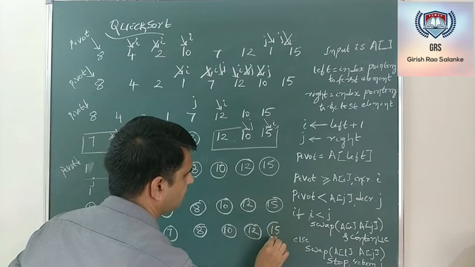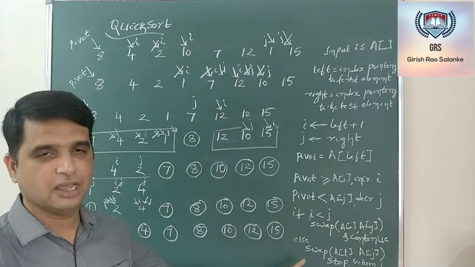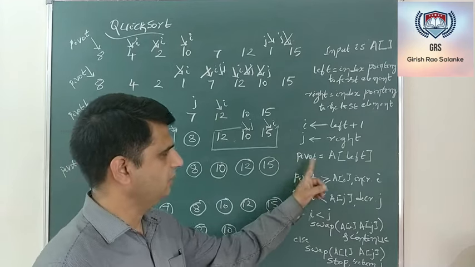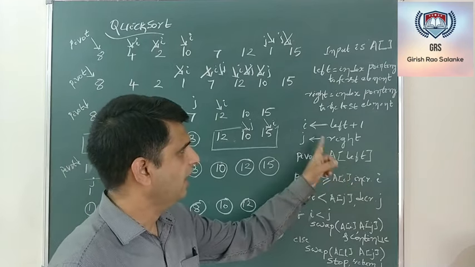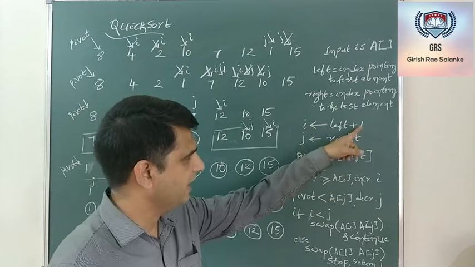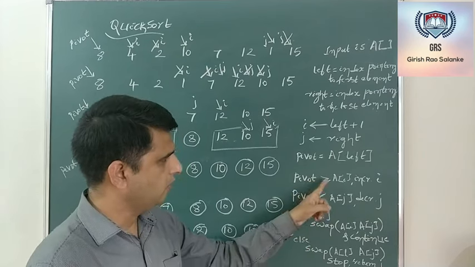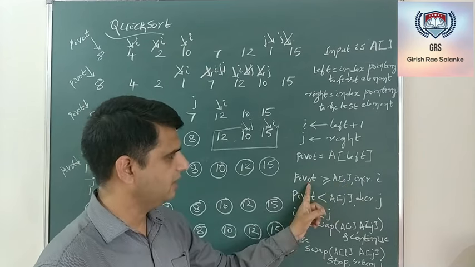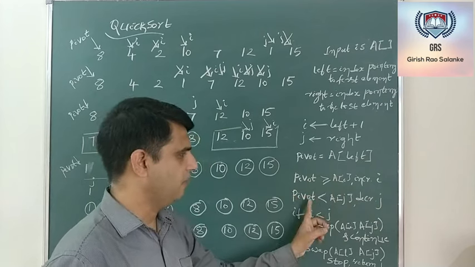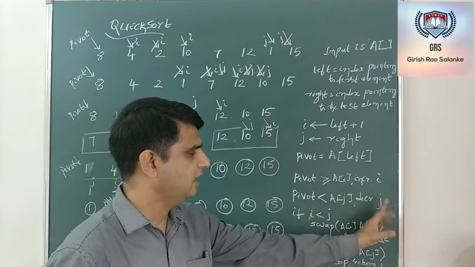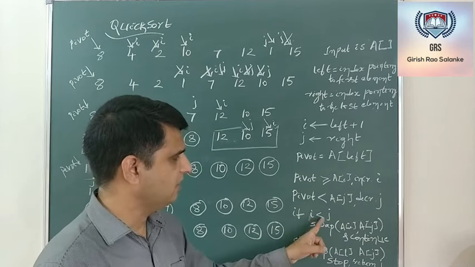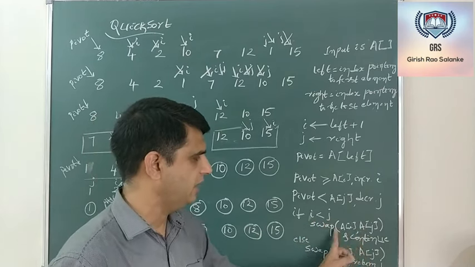These are the steps that we use for partition. Please note that the pivot element is the first element, hence it is E of left. i is pointing to the second element and j is pointing to the last element. What is the step? Compare pivot with E of i. If pivot is greater than or equal, increment i. If pivot is less than E of j, decrement j. While doing so, if i is less than j, swap E of i and E of j and continue.